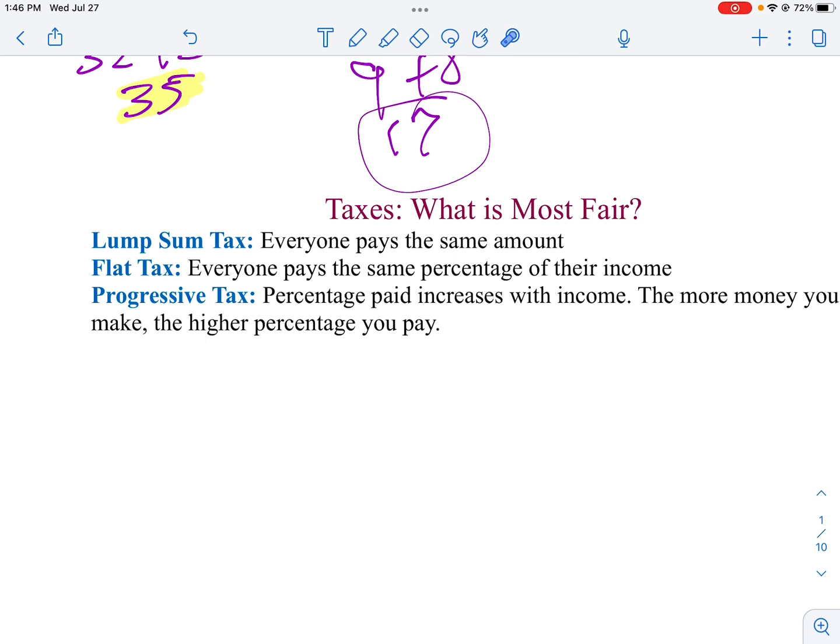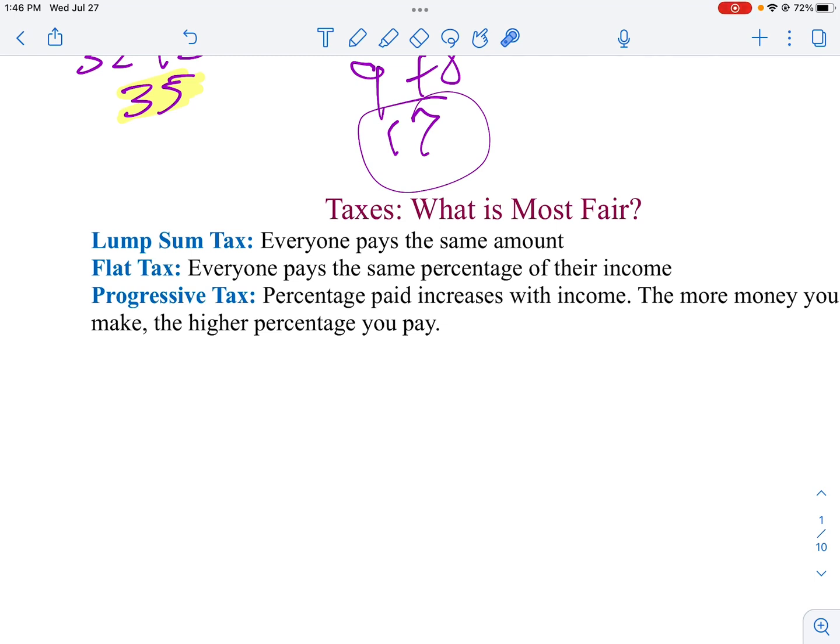The other type is a flat tax, where everybody pays the same percentage. So, for example, let's say for every dollar you make, you spend 5 cents to the government. So you pay 5% of your income to the government, or a certain percentage. It doesn't matter how much money you make, you always pay the same percentage. So if you make $100,000 or you make $2, that same percentage goes to the government.